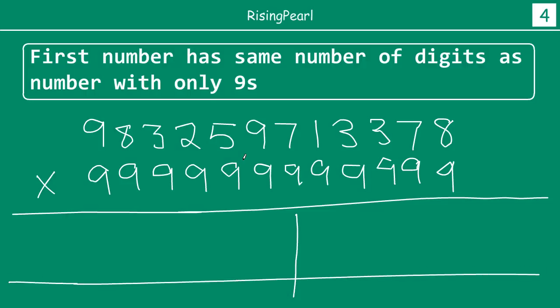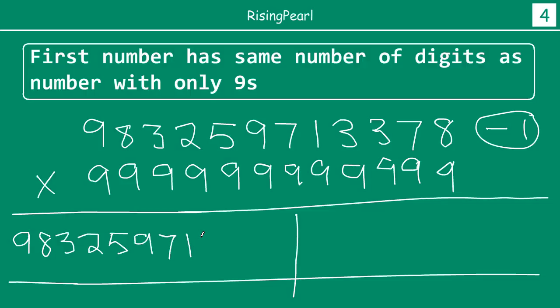So the first part of our answer, as you can imagine, will be simply this big giant number minus 1. We have to take the big giant number and subtract 1 from it. So the last digit will become, instead of 8, it will become 7. So we're going to write that entire thing. So let's write it here. 9, 8, 3, 2, 5, 9, 7, 1, 3, 3, 7, and instead of 8 we write 7, right?